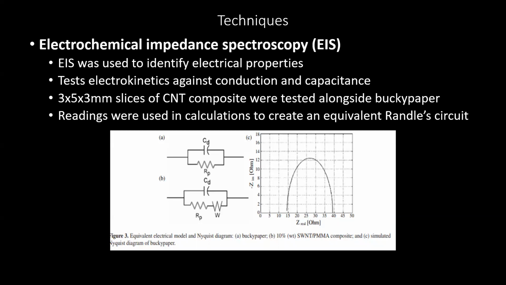EIS stands for Electrochemical Impedance Spectroscopy. They tested their segments of Bucky paper and squares of CNT composites. EIS testing is done by fashioning a cell out of CNT material as a working electrode, a Pt plate counter electrode, and a reference electrode. The cell then has a variable AC potential and a fixed DC potential applied to it, and its characteristics were recorded. These results were then used to create an equivalent circuit for later simulation.